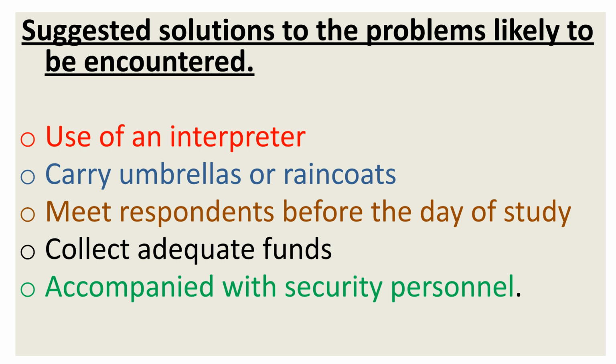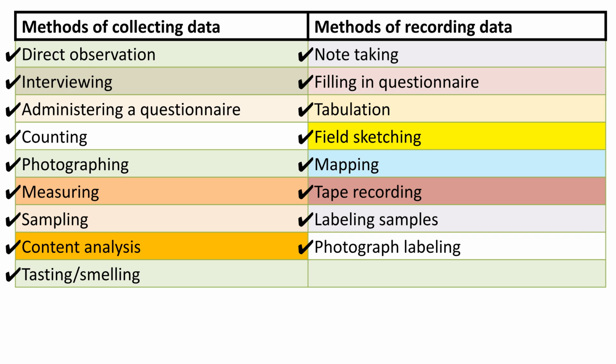Potential problems during fieldwork include language barriers, adverse weather, inadequate time, illiterate or uncooperative respondents, wild animal attacks, and noise. Suggested solutions to these problems include using an interpreter, carrying protective gear like raincoats, meeting respondents beforehand, ensuring adequate funds, and being accompanied by security personnel.